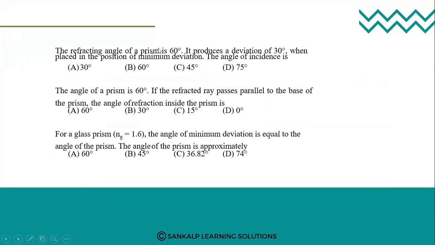Yes. See here, the refracting angle of a prism is 60°. It produces a deviation of 30° when placed in the position of minimum deviation. The angle of incidence is? So what is the angle of incidence they are asking? Here the angle of minimum deviation is given and the refracting angle A value is given, so we have to calculate the angle of incidence. Copy down the question, we will do this one.